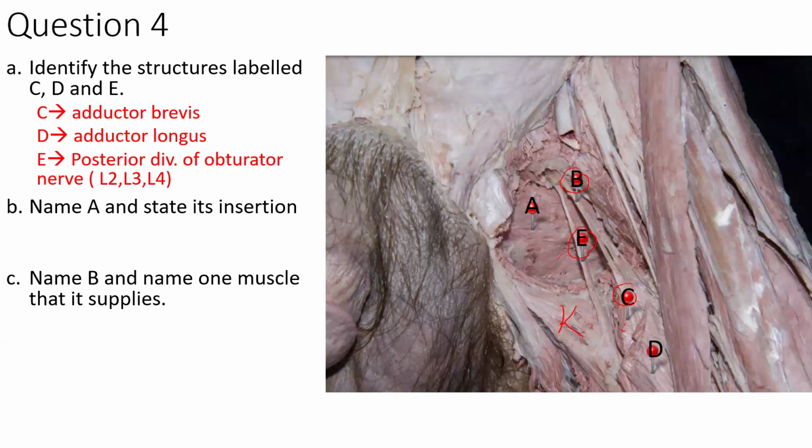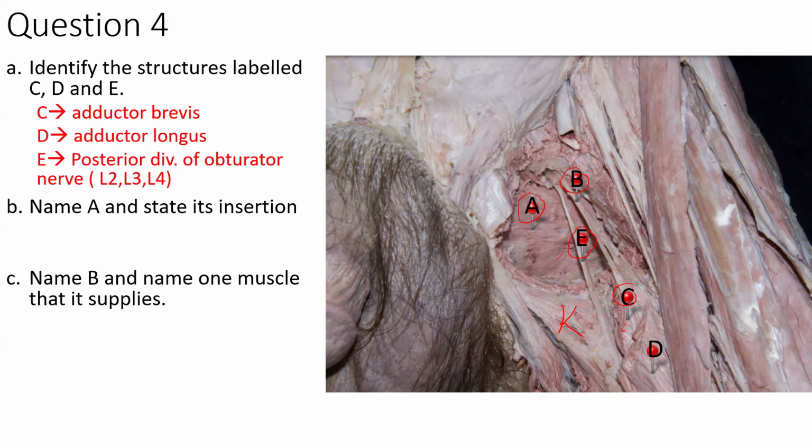Okay. Now, name A and state its innervation. The structure about A here. If you have identified A as obturator externus, that is very good of you, and it inserts into the trochanteric fossa. So how have I known it's the obturator externus?